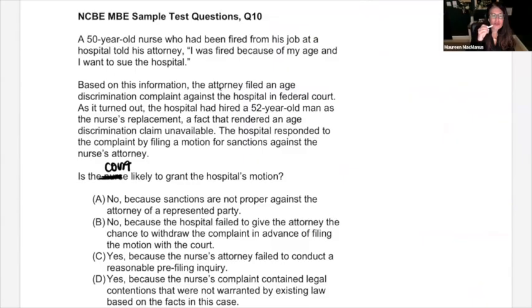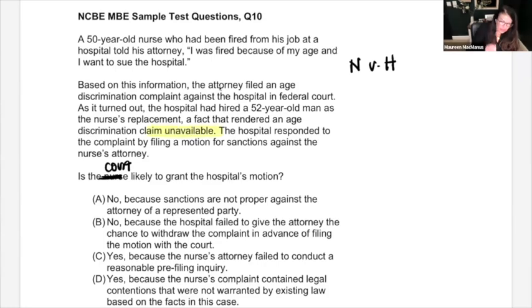So, is the court likely to grant the hospital's motion? A 50-year-old nurse who had been fired from his job at a hospital told his attorney, I was fired because of my age and I want to sue the hospital. All right, so he's been fired. Based on this information, the attorney filed an age discrimination complaint against the hospital in federal court. Okay, so we have nurse v. hospital. As it turned out, the hospital had hired a 52-year-old man as a nurse's replacement, a fact that rendered an age discrimination claim unavailable.